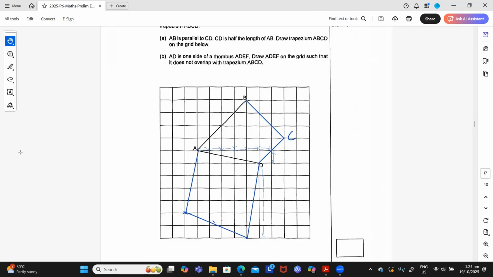Okay, wait, hold on. Let me just change this. I think I made an error here. Okay, we start again. So this part's correct. So you go 1, 2, 3, 4, 5, 6. Then we go up. So you have to mark it here. Okay, so from here, we draw. And lastly, from here to here, we can connect it.